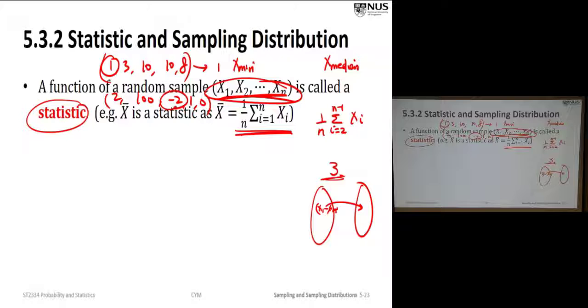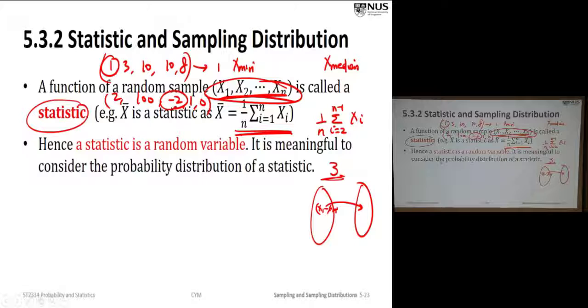So whenever you have x1, x2, x3, x4, x5 as a random sample of size 5, I map to the minimum. So the minimum will be the one with the smallest value. So this function is called a statistic. So you can come up with many statistics. All right?